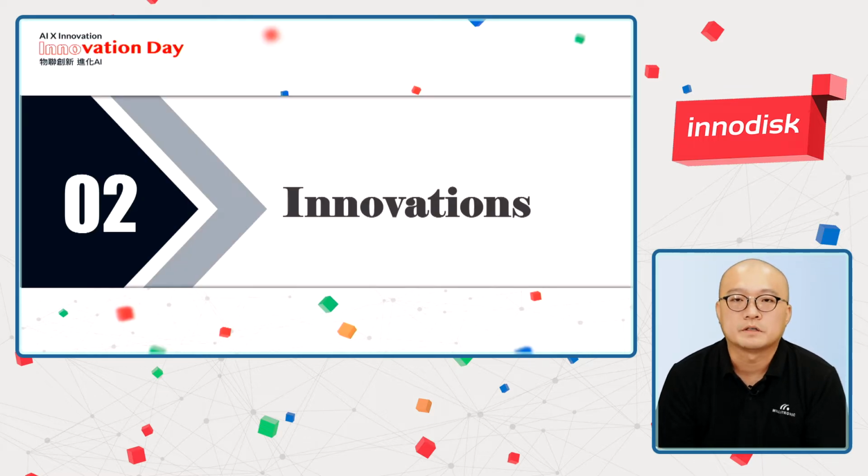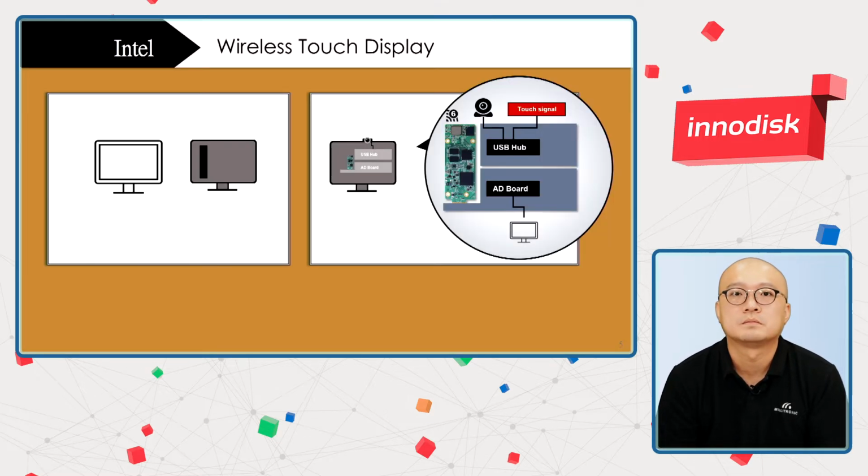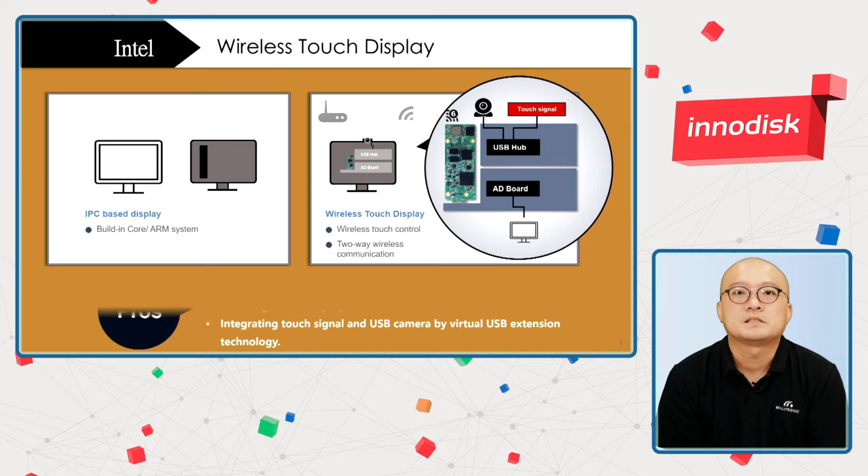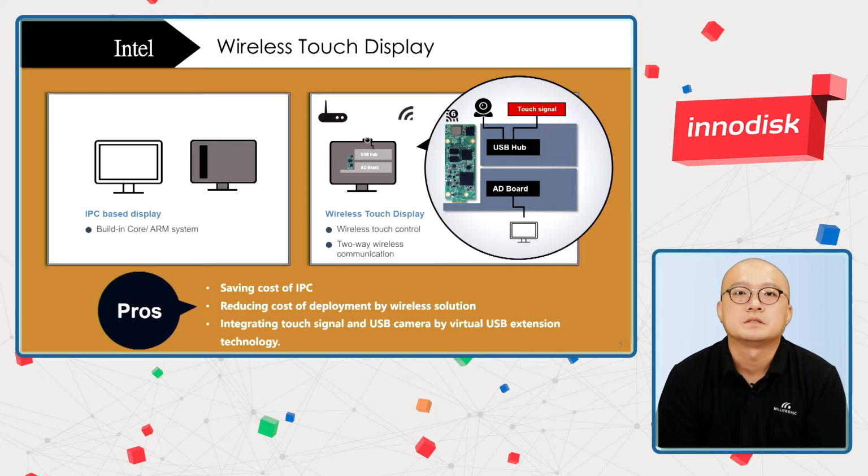Let's take a look at our innovations. The wireless touch display. This is very different from an IPC-based touch display. An IPC-based touch display simply attaches an embedded PC or Android platform on the back of the display.